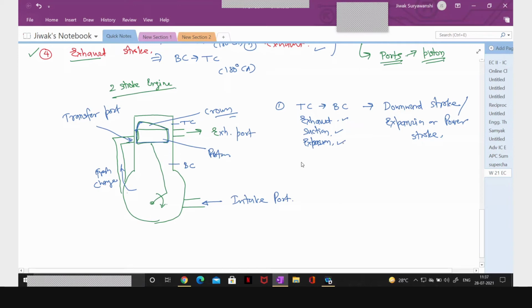Piston moves from top center to bottom center. Now the piston reverses its direction, so that is the second stroke. The piston moves from bottom dead center to top dead center, BDC to TDC, or BC to TC. During this, the pressure falls in the crankcase. Therefore, the fresh charge will enter from the carburetor, or air from the atmosphere, into the crankcase. So suction is taking place in the crankcase.